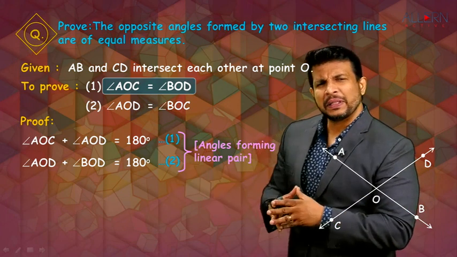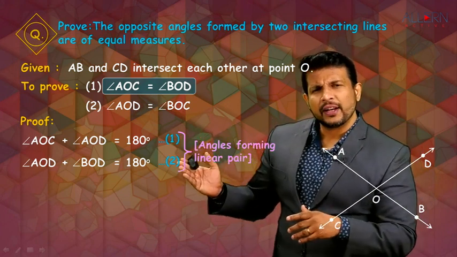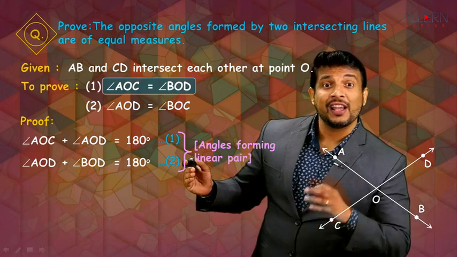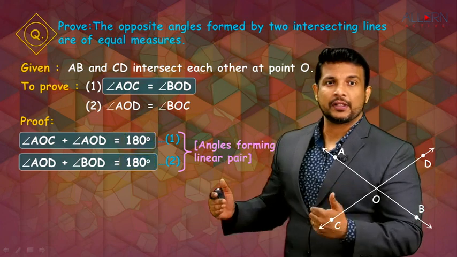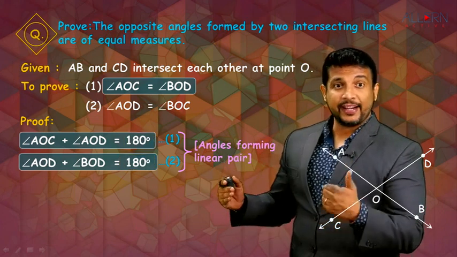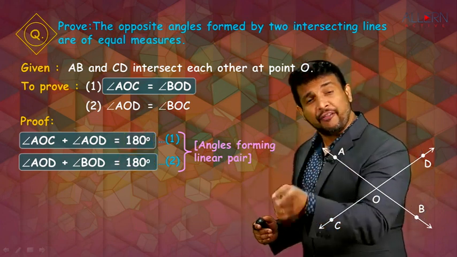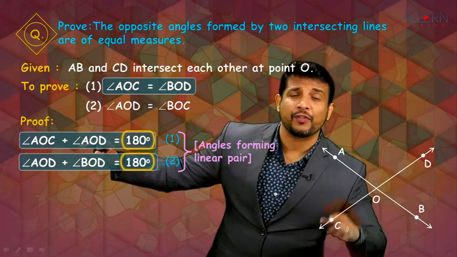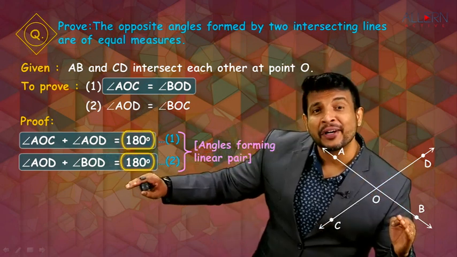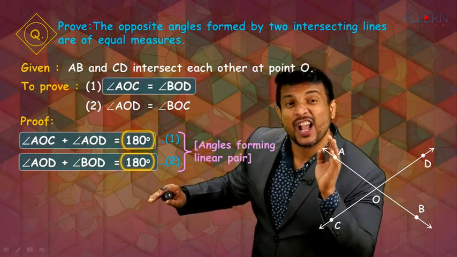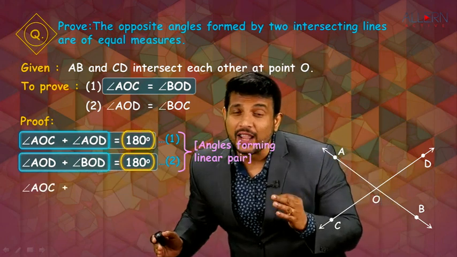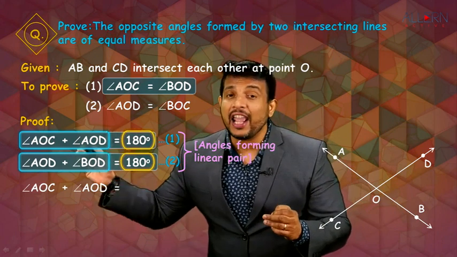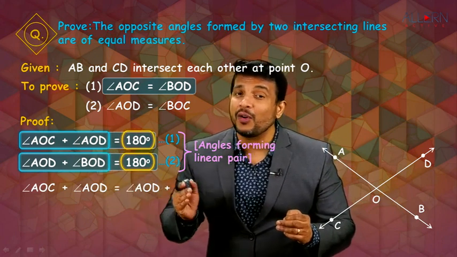Now, look at these two segments. Are you getting something from this? When you look at result number 1 and result number 2, we realize that both the right hand sides are equal. 180, 180. And we know if two statements are there and if the right hand sides are equal, then the left hand sides have to be equal. That means the left hand side of result number 1 and the left hand side of result number 2 are equal. That means we write angle AOC plus angle AOD is equal to angle AOD plus angle BOD.